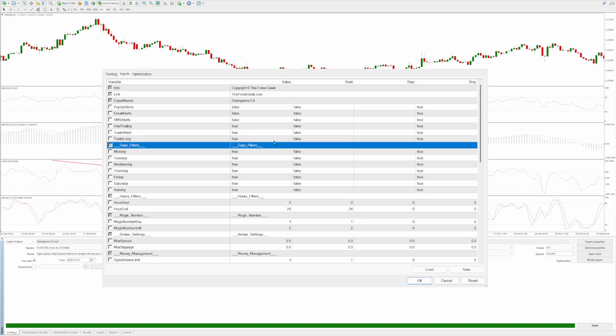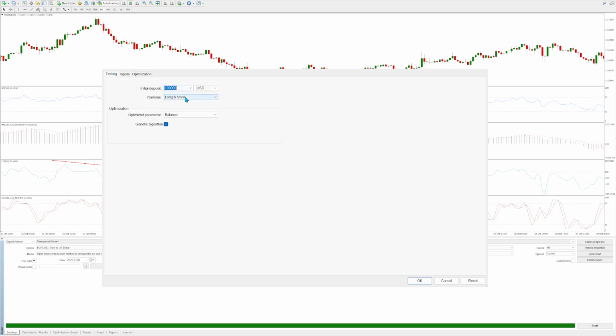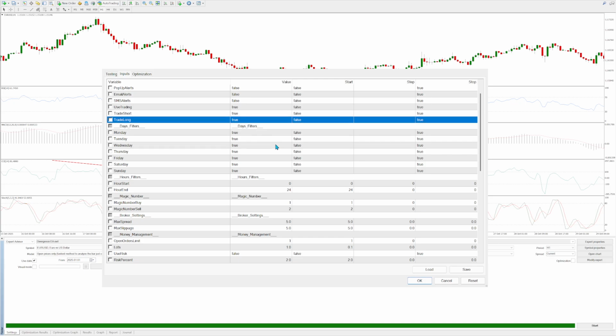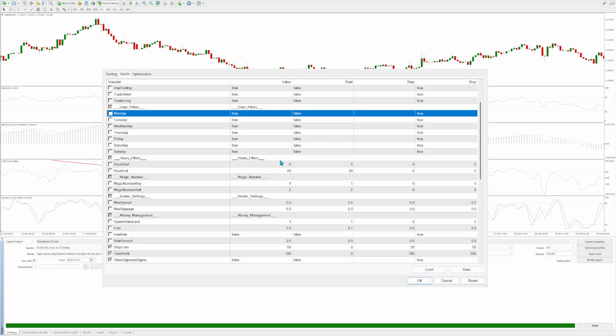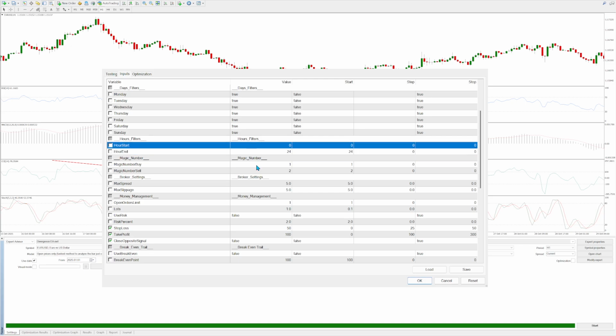Okay, so days filter is self-explanatory. Oh, I also have trade short and trade long. You can set them to true or false. You can do that from the testing tab as well. However, this is good for optimization if you want to optimize those. Days filter, as I said, self-explanatory, the days of the week you want to trade. Hours filter, again, self-explanatory. Perhaps you want to trade specific trading sessions, the London, New York, Tokyo, Sydney. You can just choose your trading hours there.